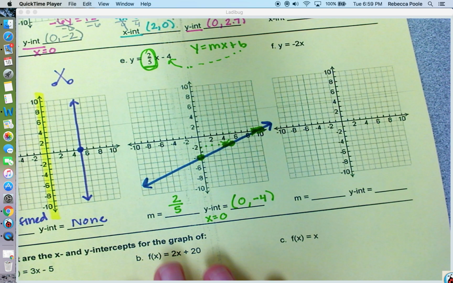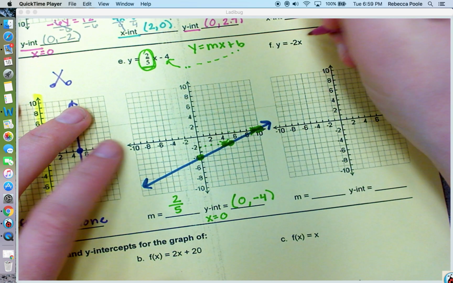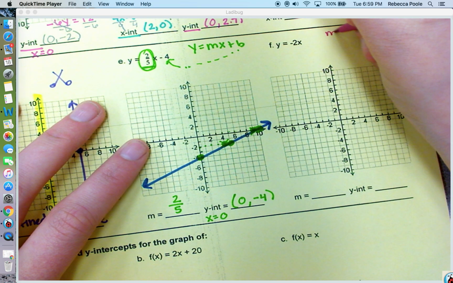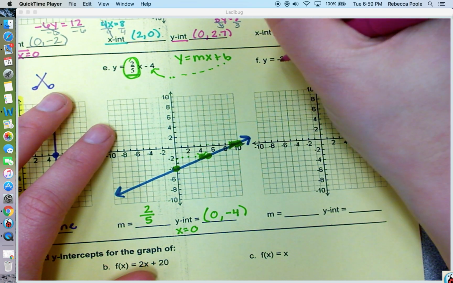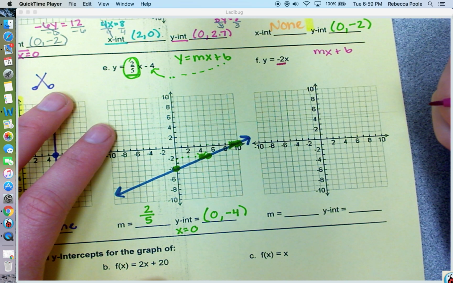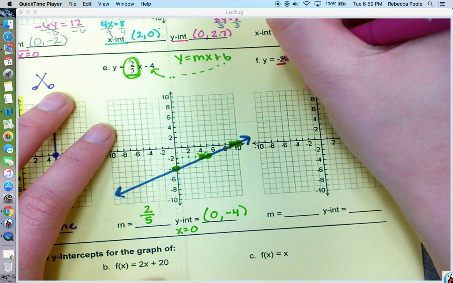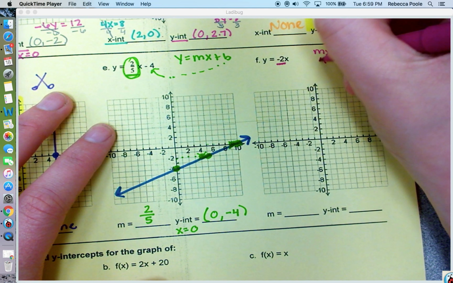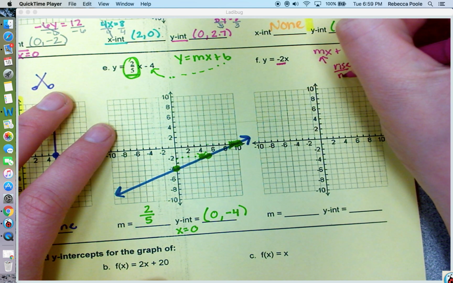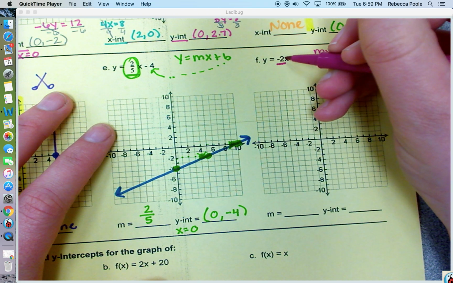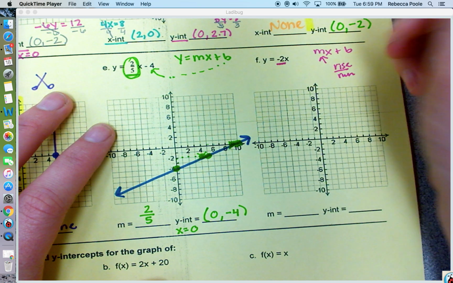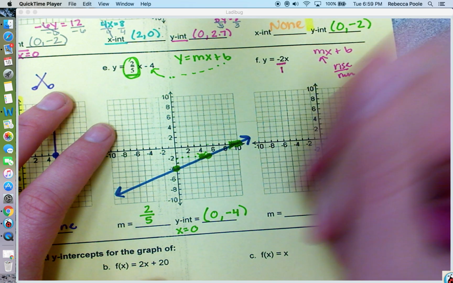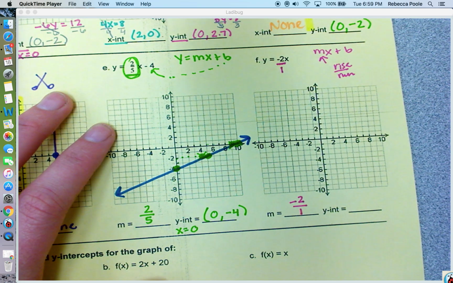Now let's look at F. So for F, does this look like mx plus b? All right, it looks really similar. I see an m and I see an x, right? So look at that m. It's -2, but remember your slope should be a rise over run. Okay, so there's my rise, but what is it over? Do we know the run? Good. If it's over nothing, it's understood 1. So my slope is -2/1.